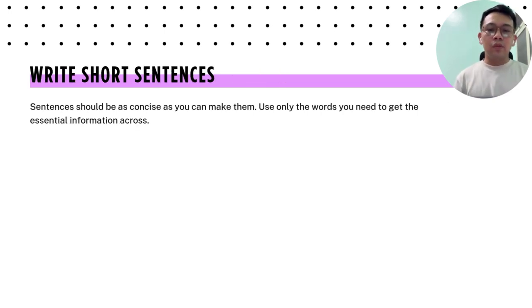And the next tip is to write short sentences. Sentences should be as concise as you can make them and use only the words you need to get the essential information across. If you might recall, this has also been discussed in the principles for clear and effective writing, particularly principle 7, which says that we must keep our sentences short because longer sentences are often harder to understand, and when possible, we need to break up long, drawn out sentences into shorter ones so that our readers can easily digest them.